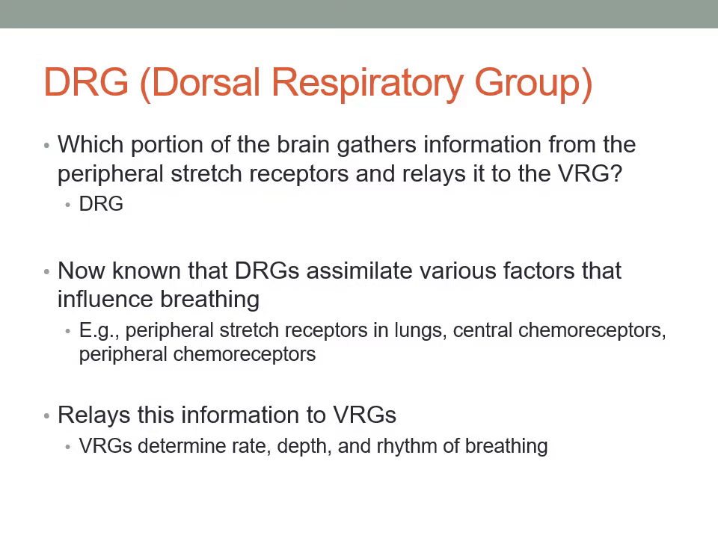It's the DRG. It's now known that the DRGs, both dorsal respiratory groups, assimilate various factors that influence breathing, such as peripheral stretch receptors in the lungs, central chemoreceptors, and peripheral chemoreceptors. The dorsal respiratory group is a relay station and coordination station. So they coordinate all of the information and then pass it off to the ventral respiratory group. The ventral respiratory group determines rate, depth, and rhythm of breathing.